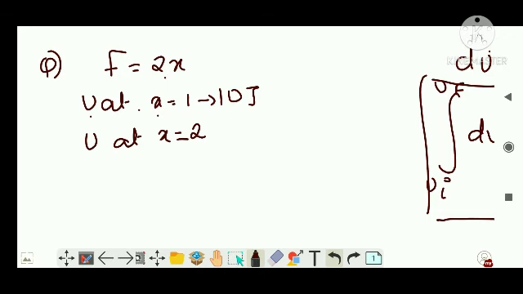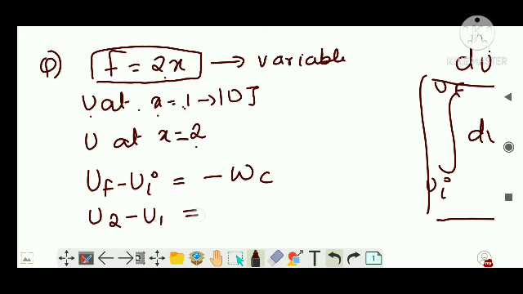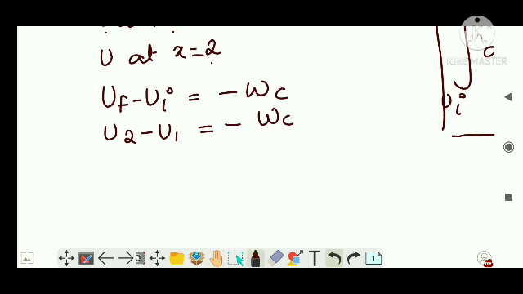So we'll start with the basics. Let me ask whether this force is constant or variable. This is a variable force. So delta U is equal to minus W. Or in place of delta U, you can write it as U final minus U initial is equal to minus Wc. Here 2 is the final one. So U2 minus U1, where 1 is the initial position, is equal to minus Wc. In place of Wc, the total work done by a variable force is the integral of F dot dx.